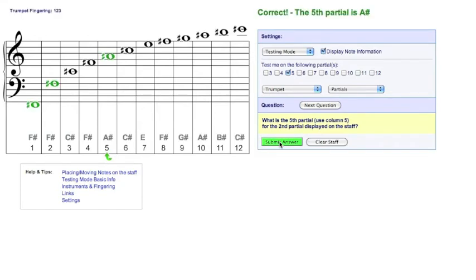When we submit the answer, it tells us that's true, and at the same time it tells us that that fingering would be 1, 2, and 3 if you're playing it in that fashion.